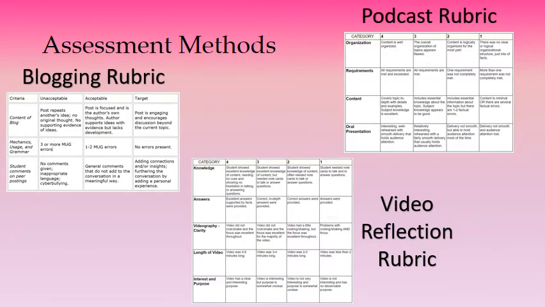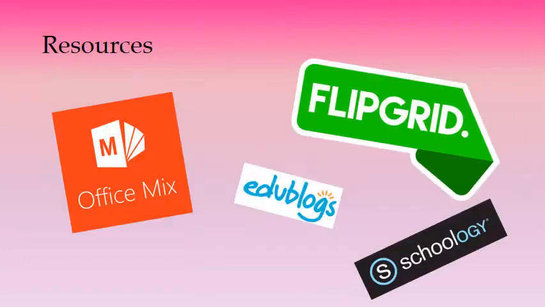Students will be assessed as they document their learning throughout this unit. Their products will be assessed on grammar and mechanics more than the content, since that will be their thought process. Throughout the unit, students will be formatively assessed through video reflections and rubrics. Those 3 rubrics are listed on the screen. There's one for blogging, for the podcast, and for a video reflection.